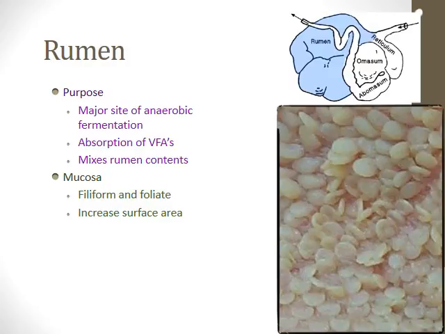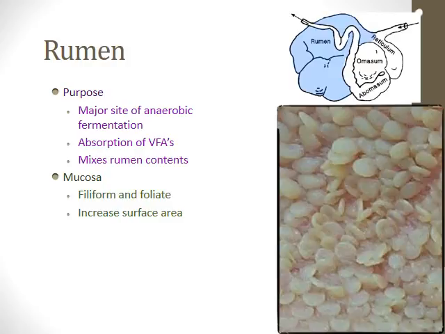So in the top right you can see how large the rumen is in the ruminant stomach, and the major purpose of the rumen is to be a site of anaerobic fermentation. It's also a place where volatile fatty acids can be absorbed, and ultimately where contents can be mixed. The picture on the bottom is what the mucosa looks like. It's filiform and foliate. They're finger-like projections which increase the surface area in the rumen so that the animal can absorb a lot of volatile fatty acids.